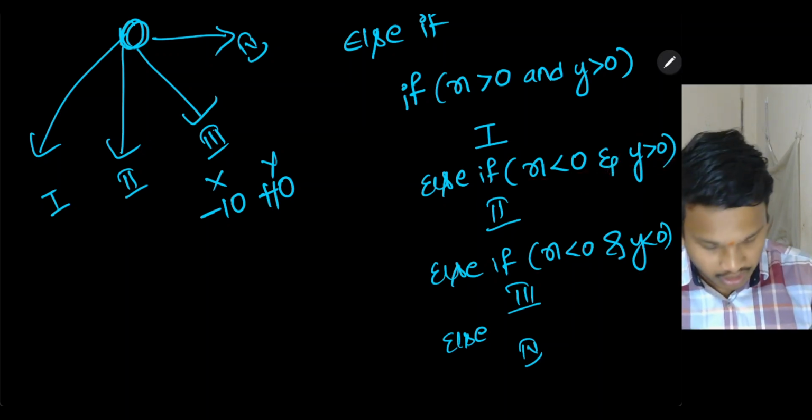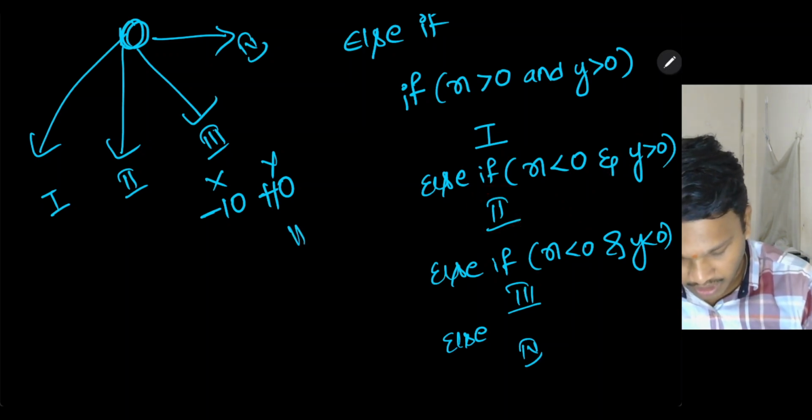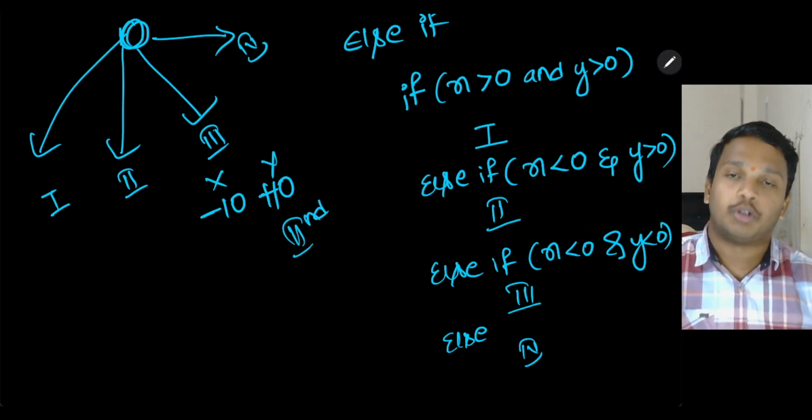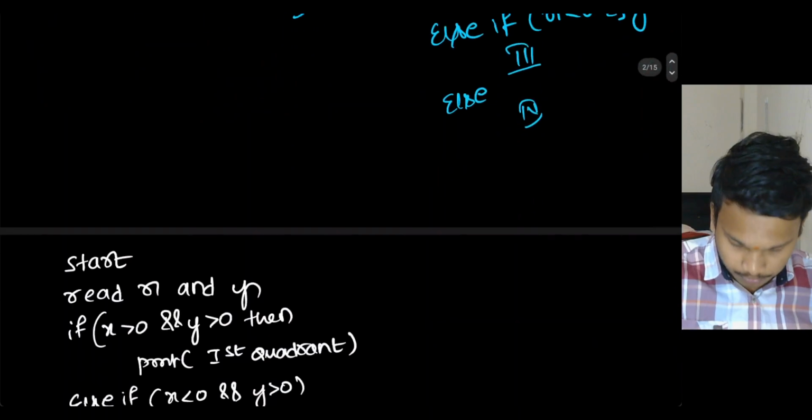Then what will it print? The answer is second quadrant. Second quadrant is the right answer. In this way we are able to print second quadrant. Now let us discuss the algorithm. These are the steps which we thought, now we will put them in an algorithm.